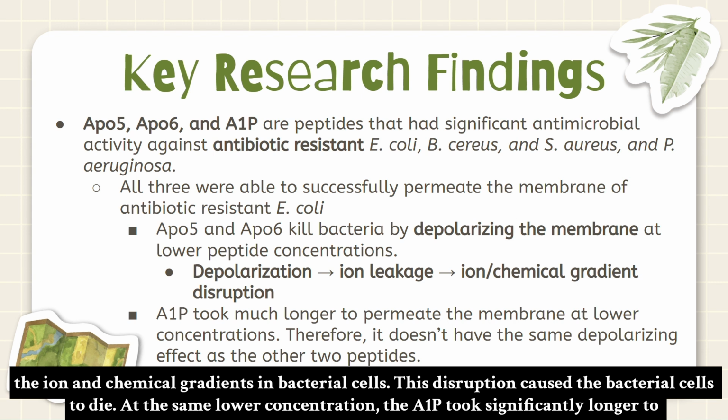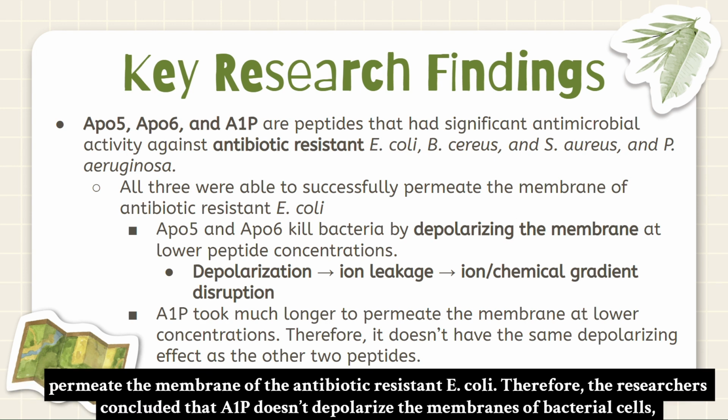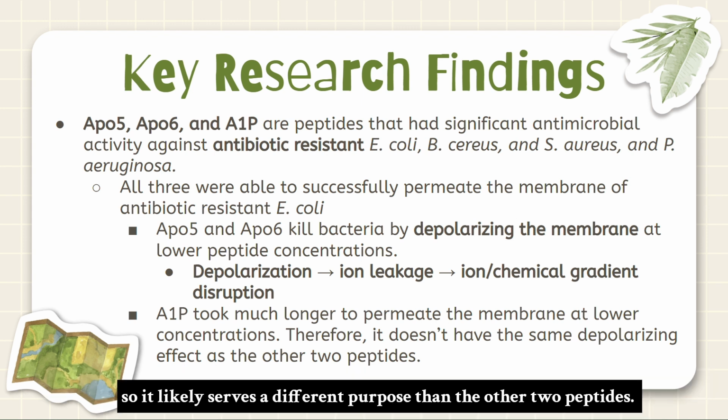At the same lower concentration, the A1P took significantly longer to permeate the membrane of the antibiotic-resistant E. coli. Therefore, the researchers concluded that A1P doesn't depolarize the membrane of bacterial cells, so it likely serves a different purpose than the other 2 peptides.